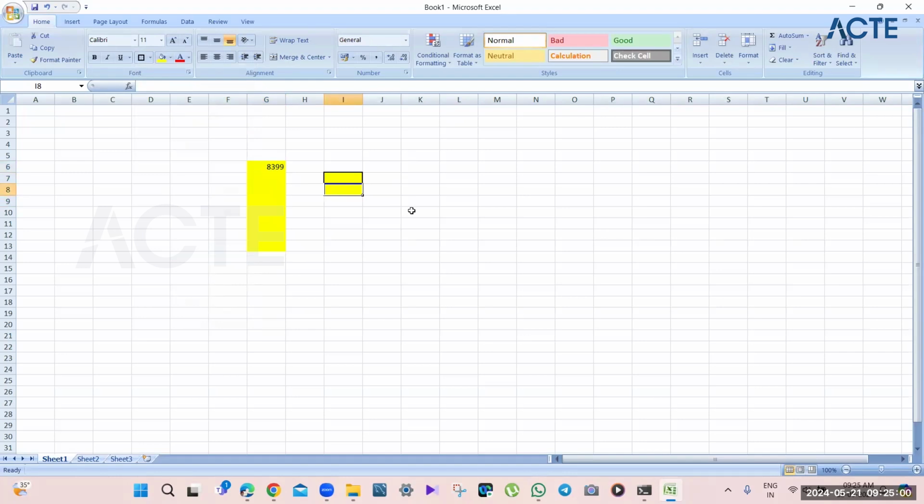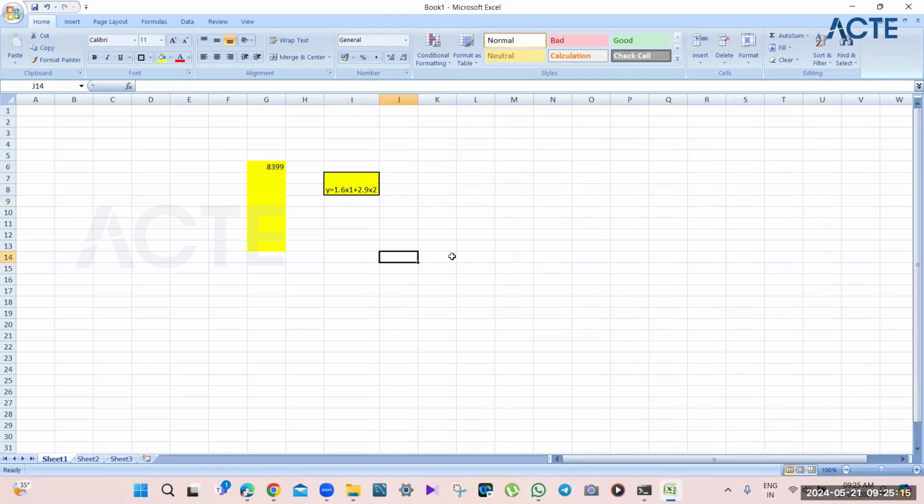So what is the model? The model is an equation: Y is equal to 1.6 into x1 plus 2.9 into x2, like that. Let's say this is the model. How will I deduce this equation based on these variables? What I have to do is split the data up. Out of 8399, I will take 80%. How much is 80%? 0.8 into 8399. Let's make it round, so 6719 records.